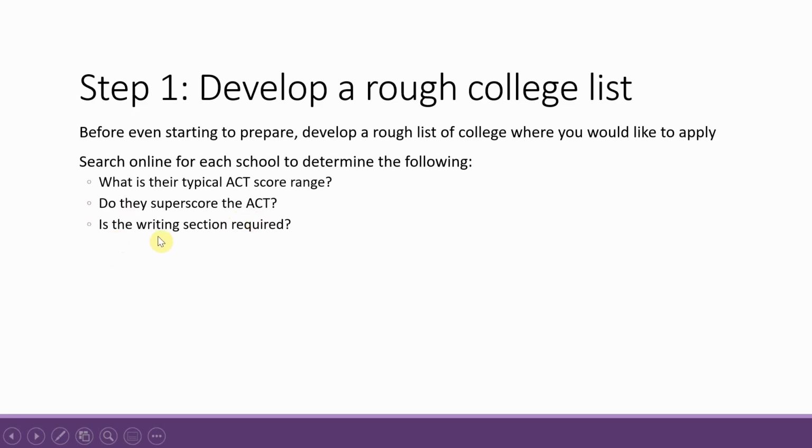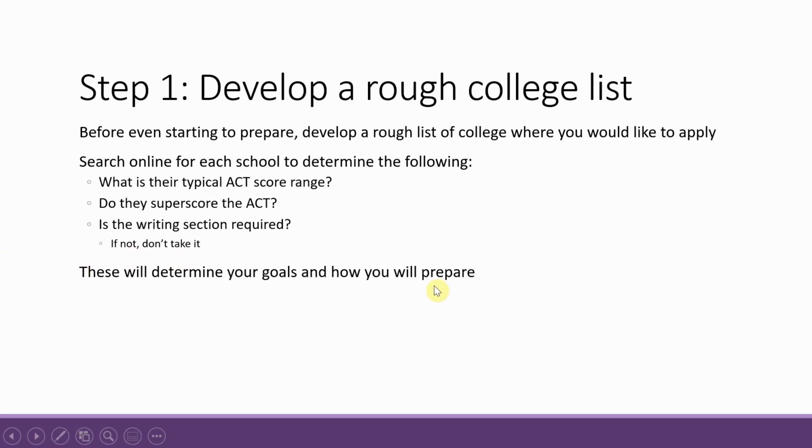Also figure out if the writing section is required. The writing section is optional on the ACT. It is extremely rare that a school will require it, so if they don't bother, it's pointless. But if they do, it's important to know that ahead of time so you can prepare for it and make sure you register for the writing version of the ACT. So don't take it if you don't have to.